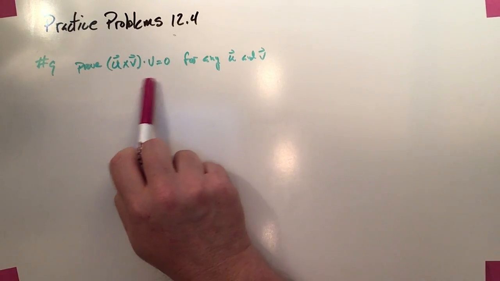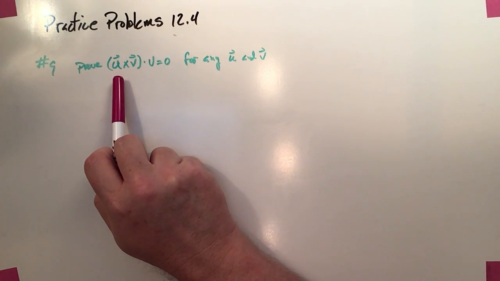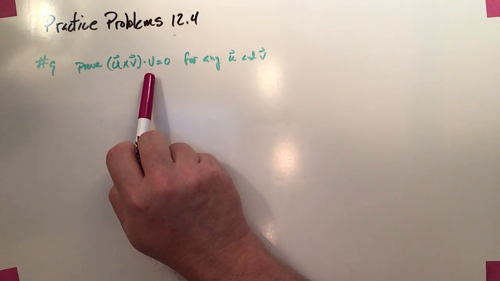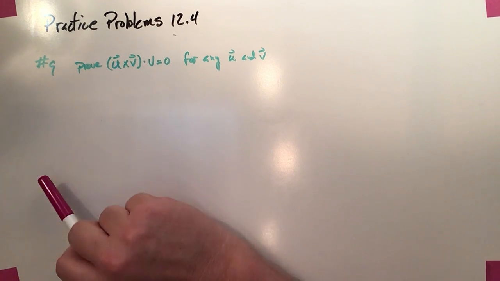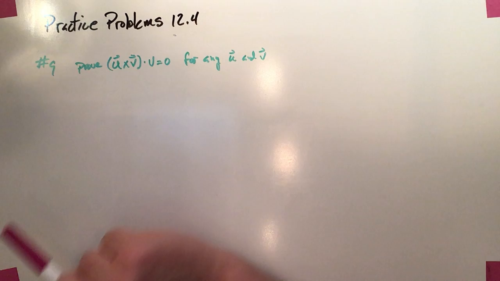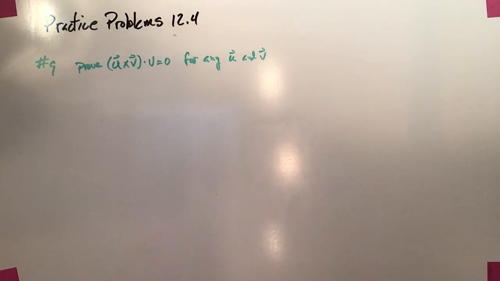And of course this should be true because remember, u cross v will produce a vector that is perpendicular to both u and v. So whatever it is, it will be perpendicular to v, and we're dotting it with v. And we already know that the dot product of perpendicular vectors is 0. So this should turn out to be true. We know it intuitively. Let's prove it in reality.